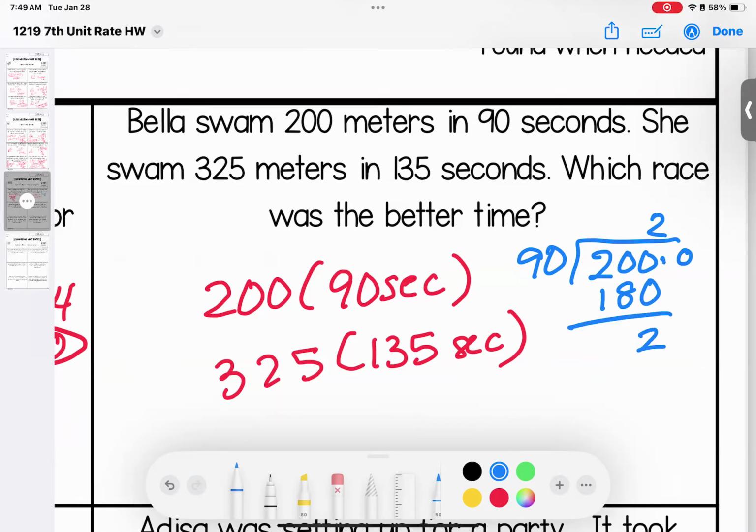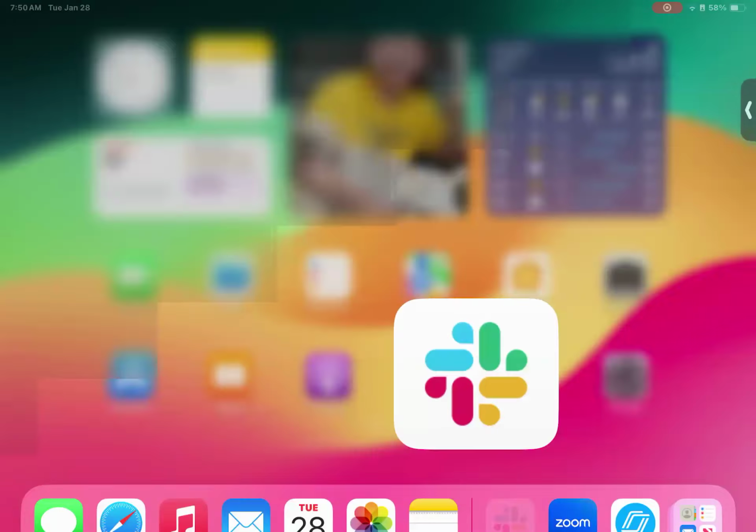2, 0. What am I missing here? 200 goes in 180. That's right. This should be 20, add a zero. There we go. That's what I was missing. Goes in another 2 times. We're in a loop, so 2.2-ish seconds. That 2 is repeating. Over here, 325.